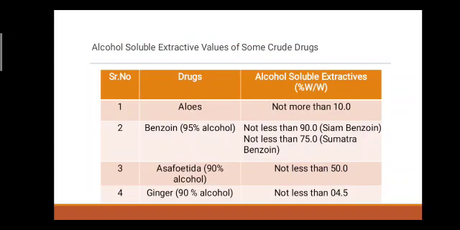So alcohol soluble extractive is not less than 50% weight by weight. And fourth, ginger, it contains 90% alcohol. The alcohol soluble extractive is not less than 4.5% weight by weight.